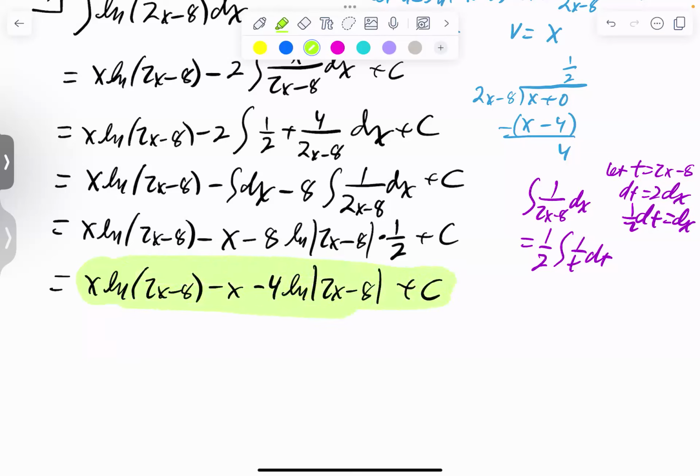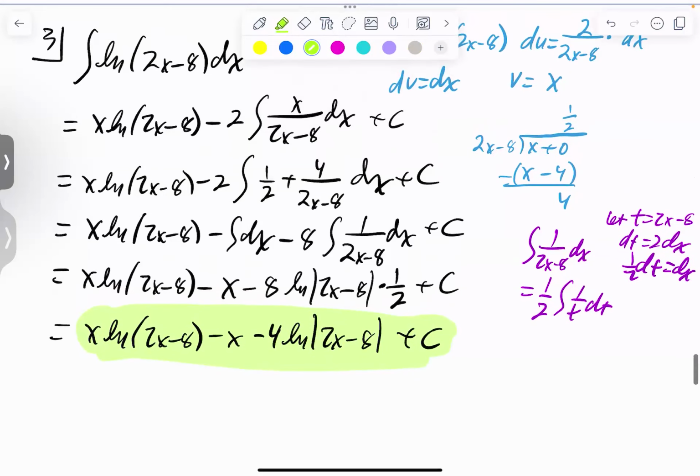So a couple new things that we did: long division, because we had the same degree over the same degree. There's another way to do that where you do some factoring and things like that, where we could make that a little bit simpler, but this is the way I prefer doing it.